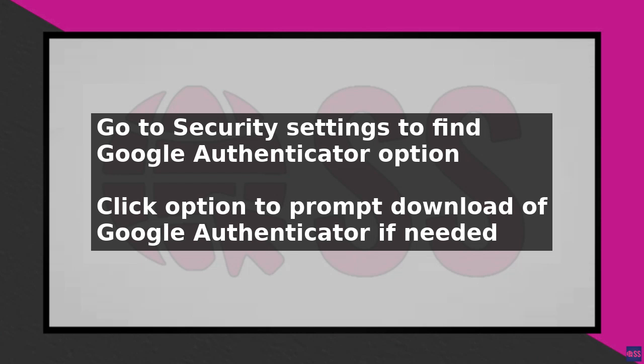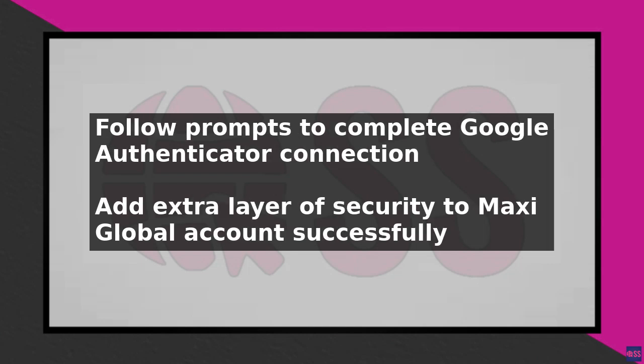After logging in, go to the Security settings, where you'll find the option to connect Google Authenticator. Click on this option, and you'll be prompted to download Google Authenticator if you haven't already. Follow the prompts to complete the connection. This process allows you to add an extra layer of security to your MEXC Global account.